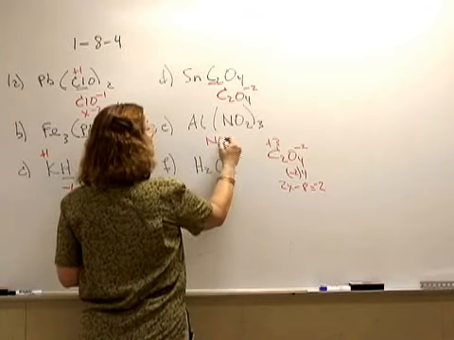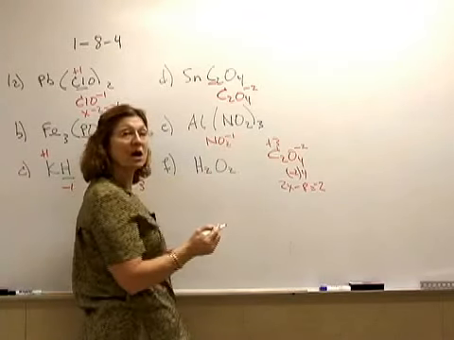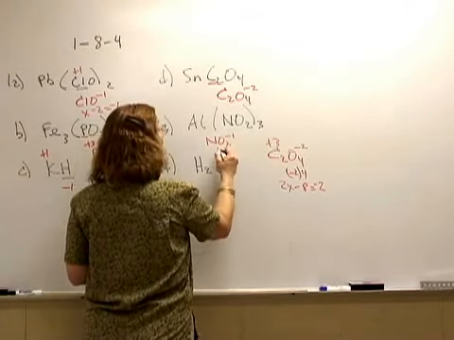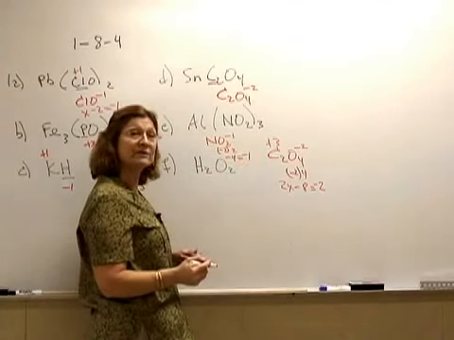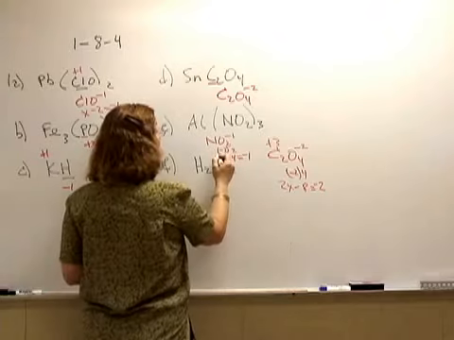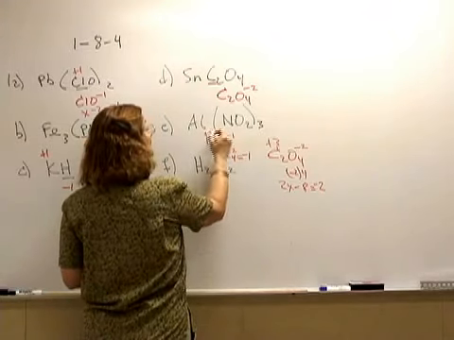Nitrite has an overall charge of -1. Oxygen is -2. There are 2 of them, giving me a -4. And the overall charge of this polyatomic ion is -1. Therefore, nitrogen is +3.